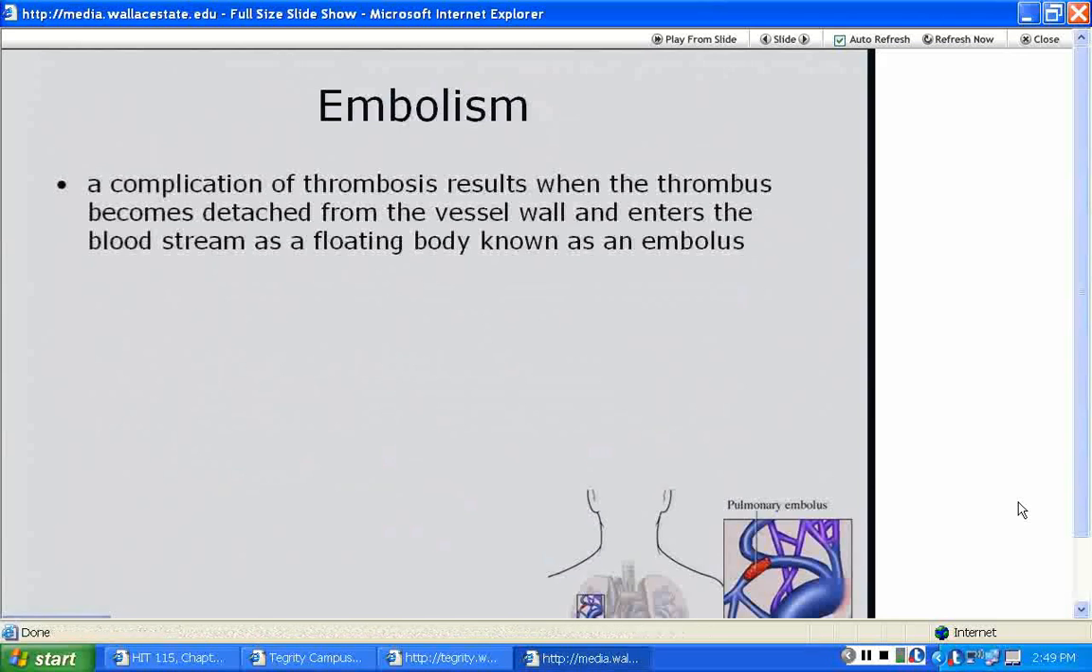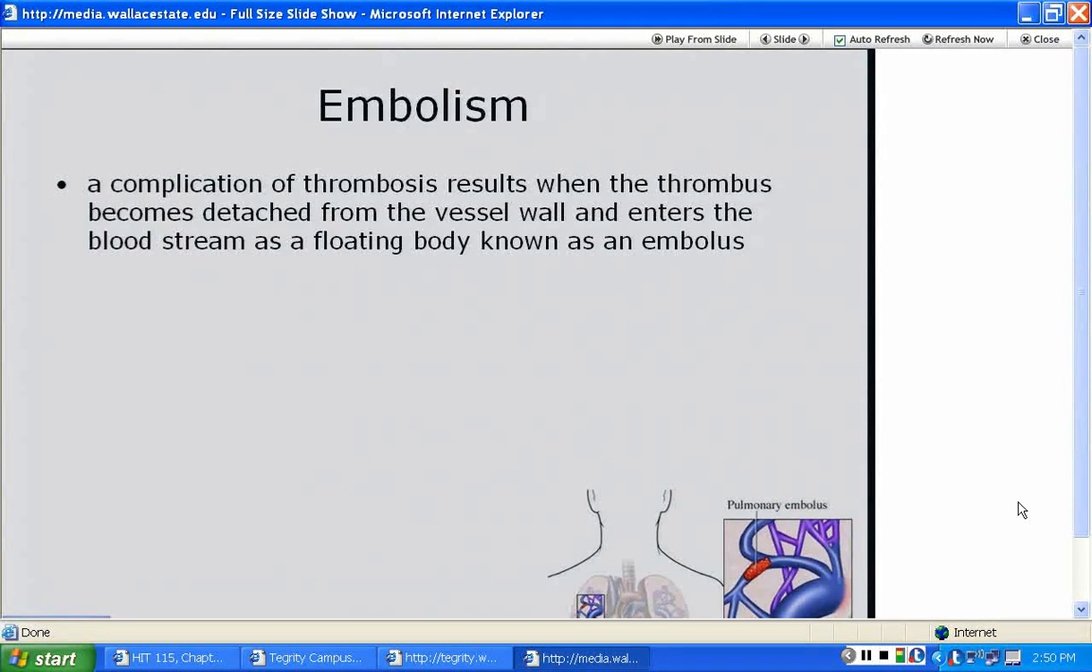Okay, now the embolism. The embolism is described in your book. Actually, they use the term emboli, which means more than one. This is what an embolism is. A complication of a thrombosis results when the thrombus becomes detached from the vessel wall and enters the bloodstream as a floating body known as an embolus. Now, I do have to say that a thrombosis, a blood clot floating through the bloodstream, is just one type of embolus. There are other types that I'll talk about on a later occasion.